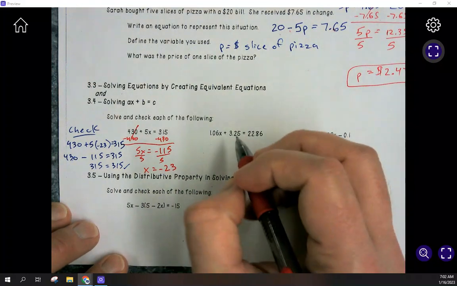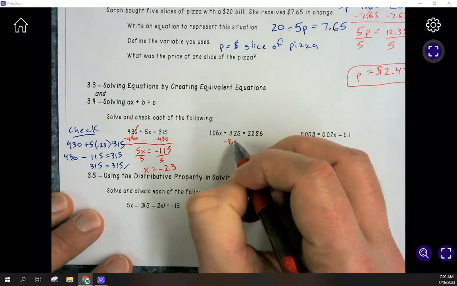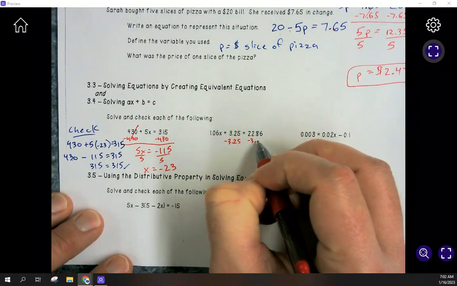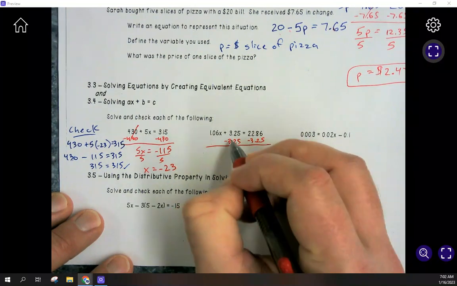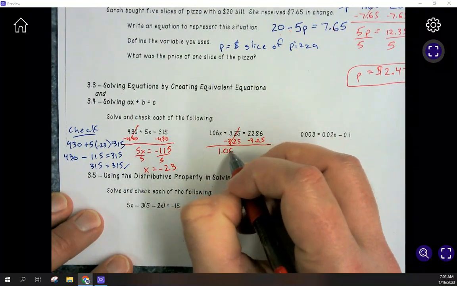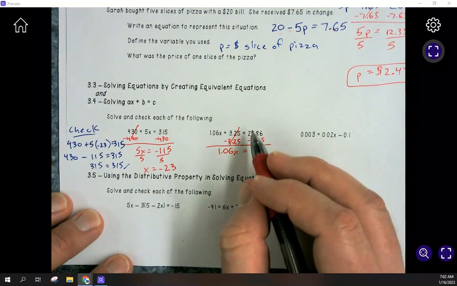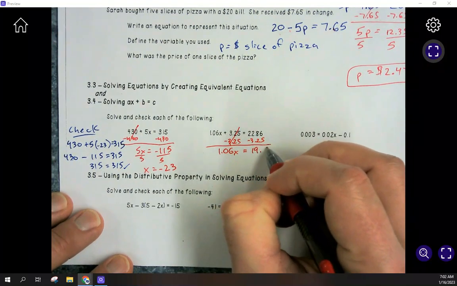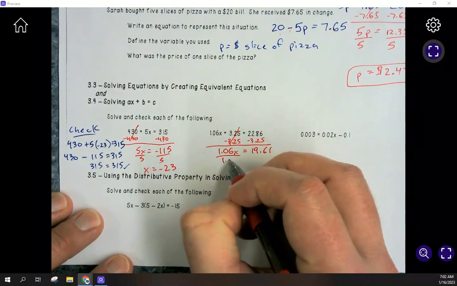All right, same thing here with some decimals. So minus 3.25. So 1.06x is left over. I go ahead and subtract this and then divide.